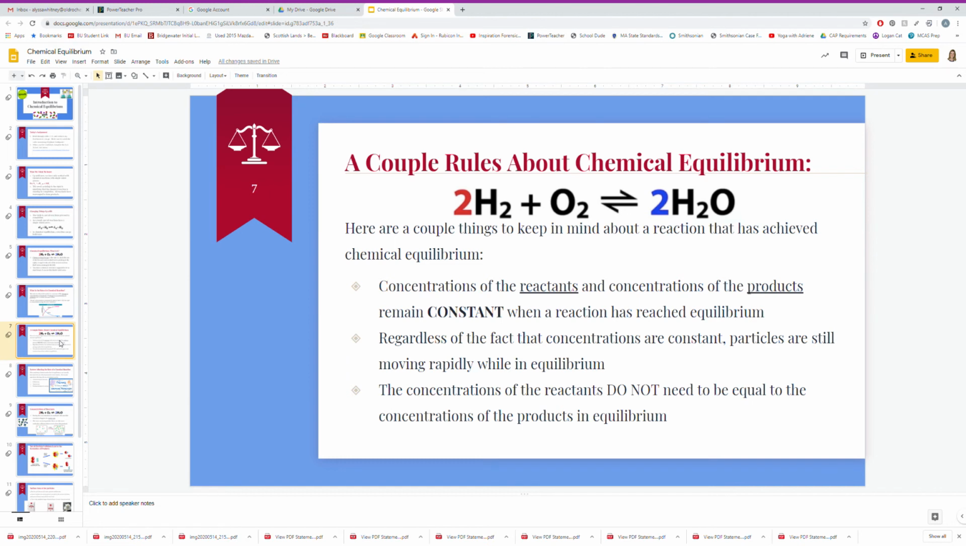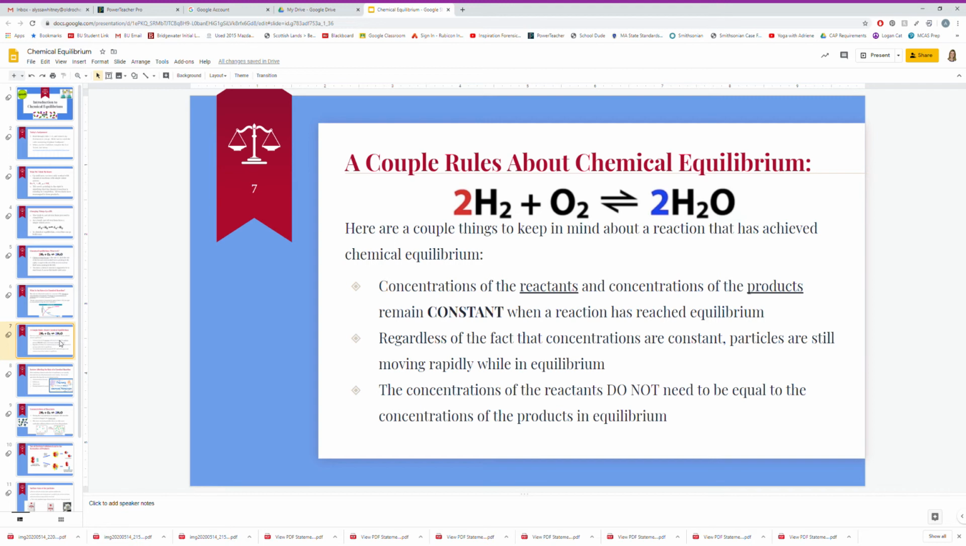There are a couple of rules about equilibrium that you need to keep in mind as you go through the slideshow. First off, the concentrations of reactants and concentrations of products remain constant once your system has reached equilibrium. So if I have 1 mole of hydrogen gas at equilibrium, that's how much hydrogen gas I'm going to have. I'm not going to have any more, I'm not going to have any less.